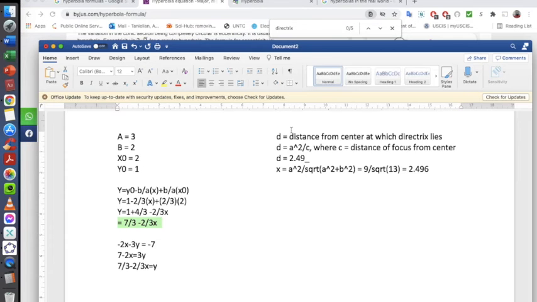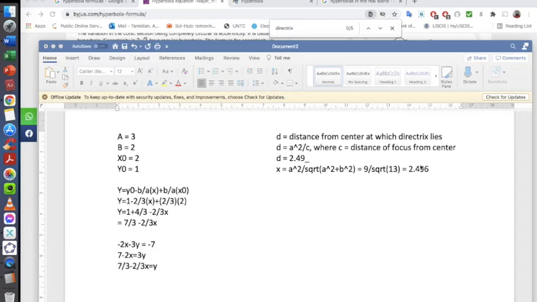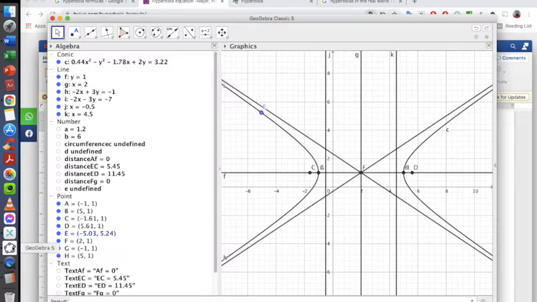We could also say that a squared is equal to 9. So 9 over the square root of a squared plus b squared is 9 over the square root of 13. 9 divided by the square root of 13 is 2.496, or 2.5. Again, I would just have to change the rounding here. On GeoGebra, that's correct. And it's 2.5 from the center line, right? So 2 plus 2.5 is 4.5. 2 minus 2.5, again roughly, is negative 0.5.